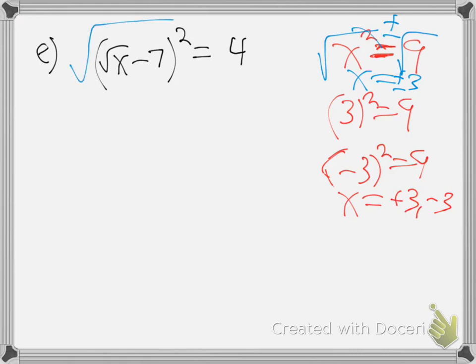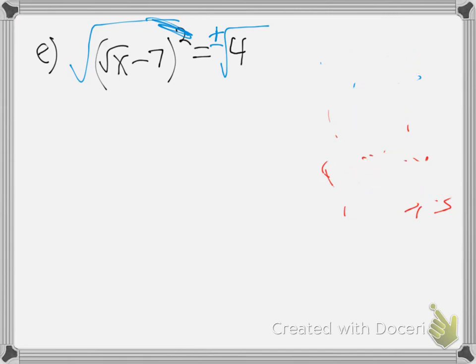So when you put a root on this side, which is what we'll do because we got to get rid of that square, you got to put plus or minus on the number side. That's just what's true. We can see from that little side example, right? So remember that. I'll write a little note on that.